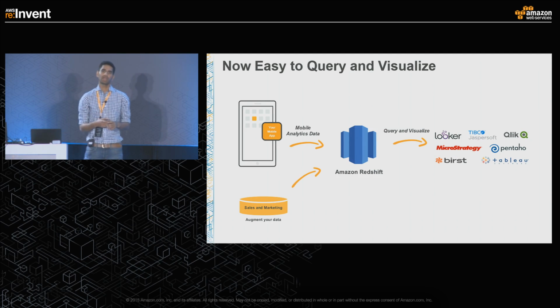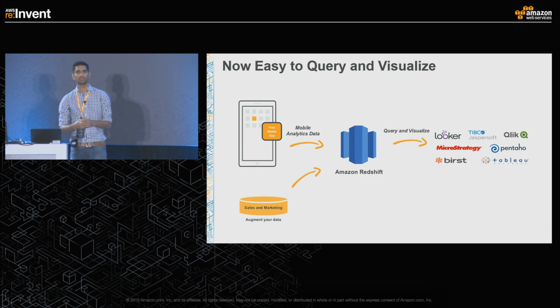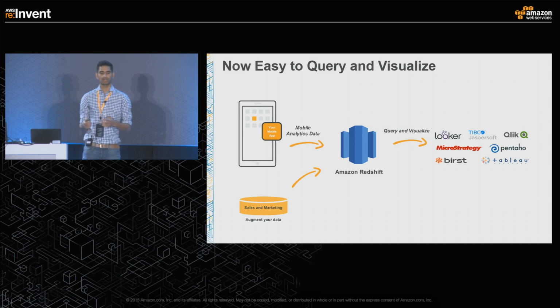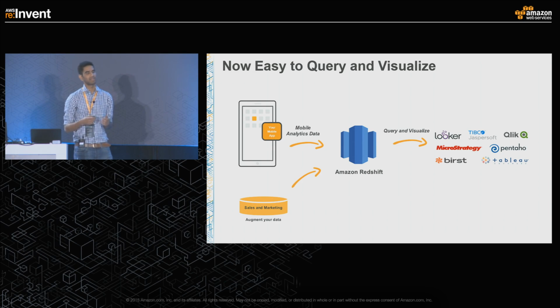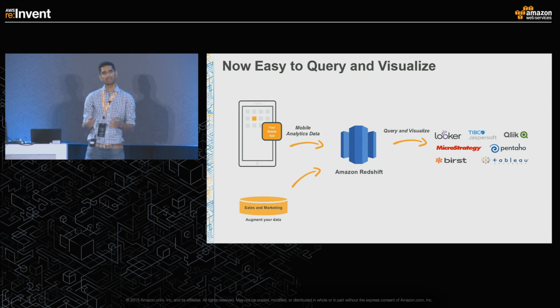So once you have your data in Amazon Redshift, customers can use their favorite BI tools, be it Tableau or Click or MicroStrategy or any of the BI tools that they are currently using, to connect to Amazon Redshift. Once they connect, it's pretty easy to visualize and analyze this data.